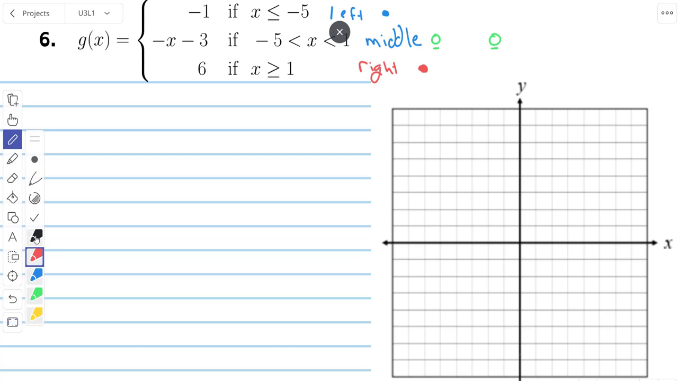So let's take these one at a time. Let's start off on my left. So again, this, remember, can be replaced with y equals. So y equals -1, and that's when I'm to the left.